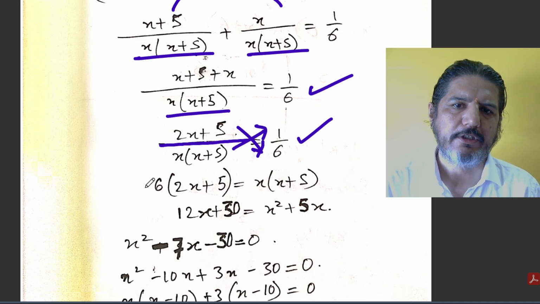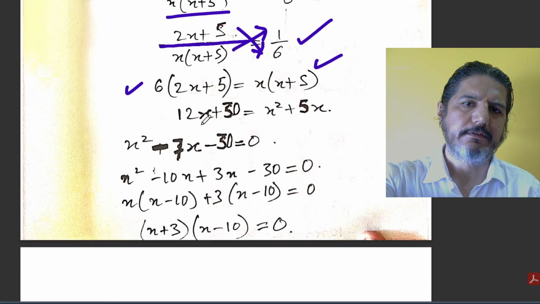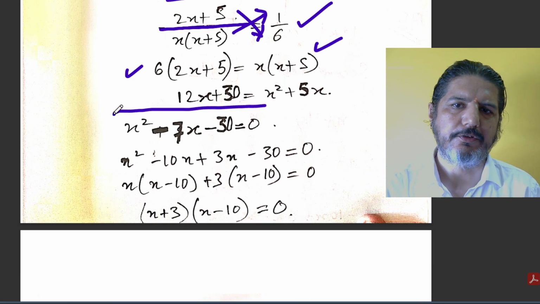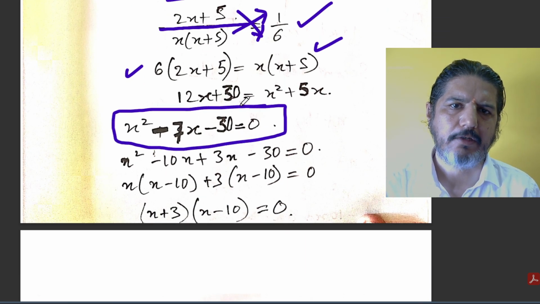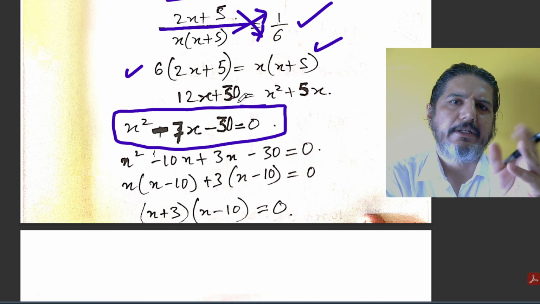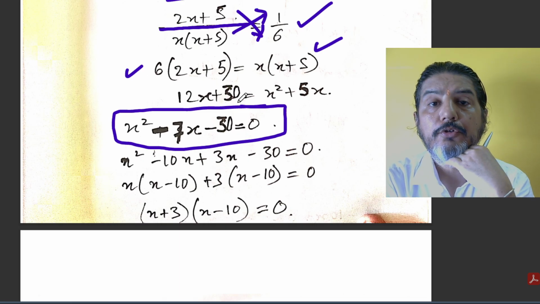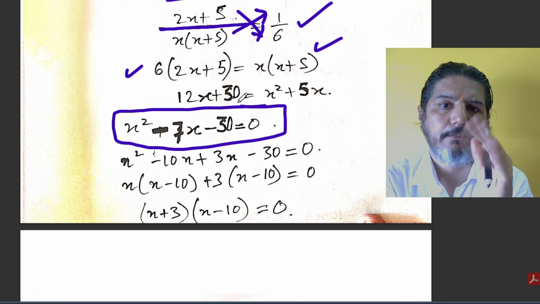So 6 into 2x plus 5 and x into x plus 5. Solve this. Then this is the quadratic equation which is found. Once you reach the stage of the quadratic equation, most of the questions will be done by splitting the middle term. You should know how to split the middle term, very important.